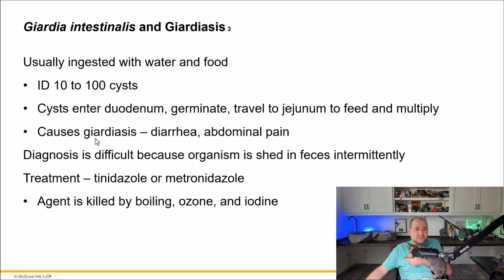This is where they cause giardiasis, which results in diarrhea and abdominal pain. By the way, they call this traveler's diarrhea too. When you go to another country and they say, don't drink the water, they're talking about picking up this Giardia. And this is a very common cause of traveler's diarrhea. Diagnosis is difficult because the organism is shed in the feces intermittently, not constantly. Treatment includes these antiprotozoals. The agent is killed by boiling, ozone, and iodine, so it's best to treat your water before you drink if it's not already pre-treated water.